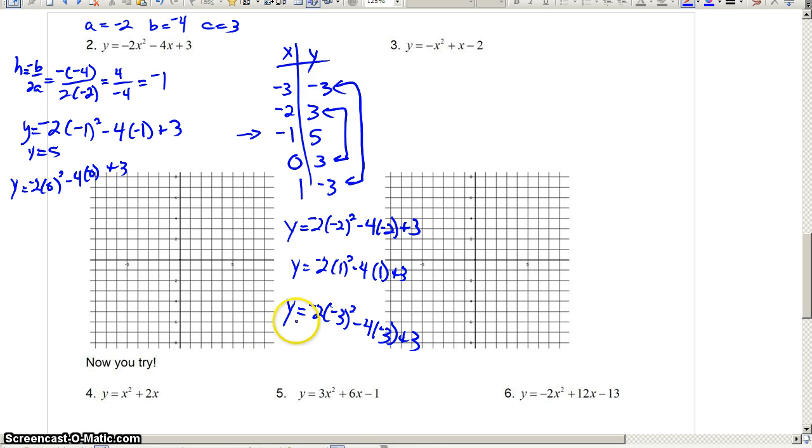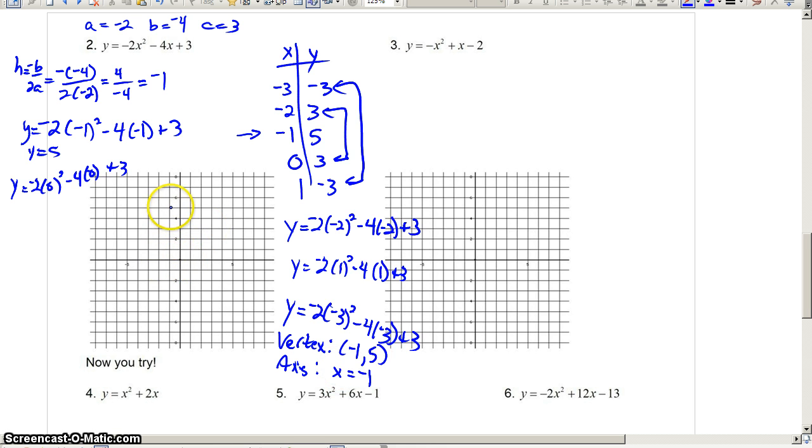Well, we're almost done. Let's see. Our vertex here is going to be -1, 5. Our axis of symmetry is going to be x equals -1. And then we just have to plot our points.